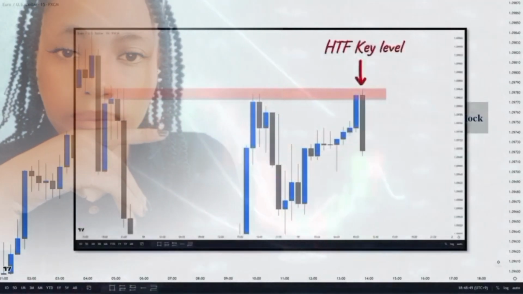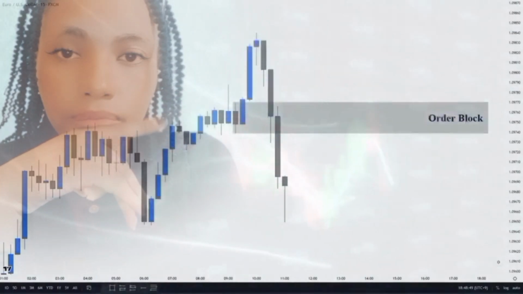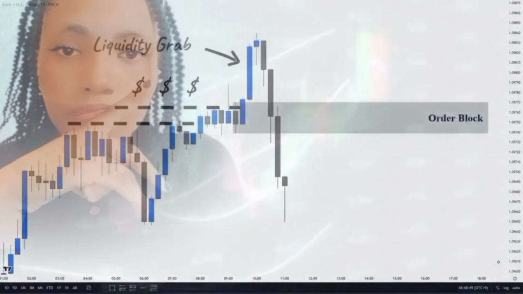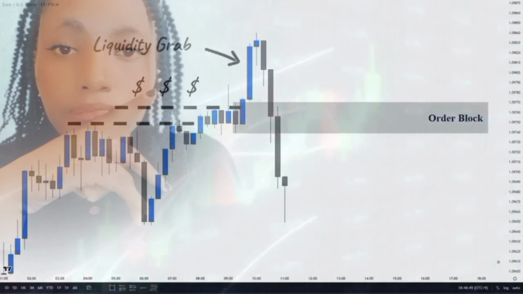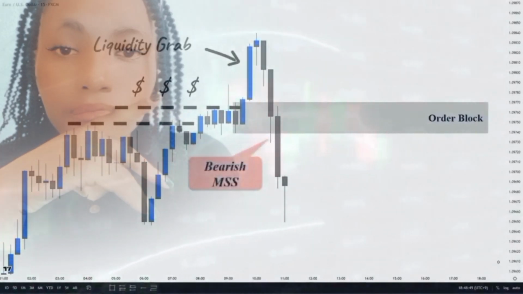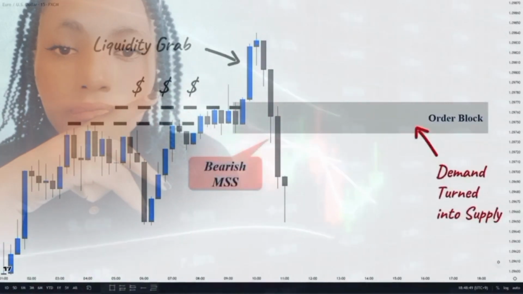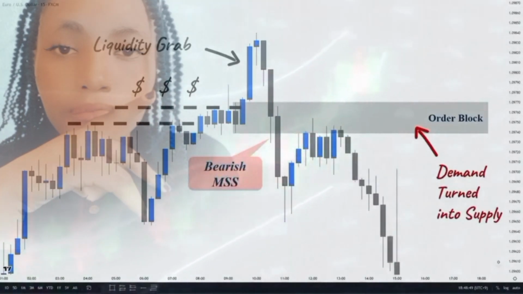As you can see on the 1-hour time frame, but on the 15 minutes chart we see this move as a liquidity grab above the previous highs. We now have a bearish market structure shift and the area of demand has now turned into supply. Therefore, we expect the price to be rejected from this breaker block and continue to move downwards.